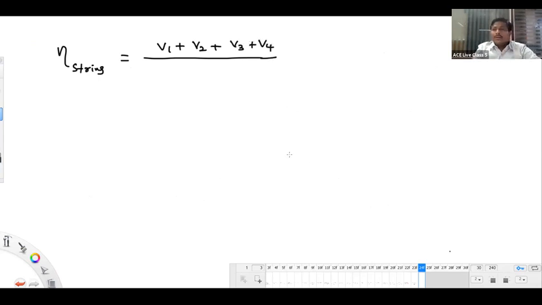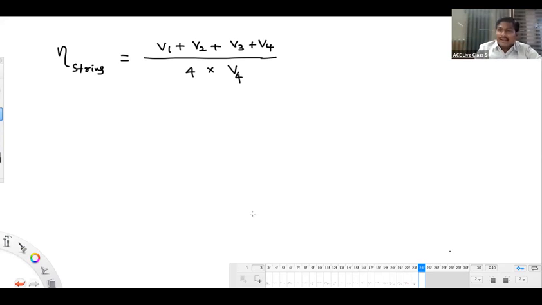Right? How many units do you have? 4. Which disk is experiencing the highest voltage? That will be the 4th disk, V4. The formula I am writing: V1 plus V2 plus V3 plus V4 is the total voltage across the string, divided by 4 units multiplied with the highest voltage across any disk, which is V4. Okay, done.